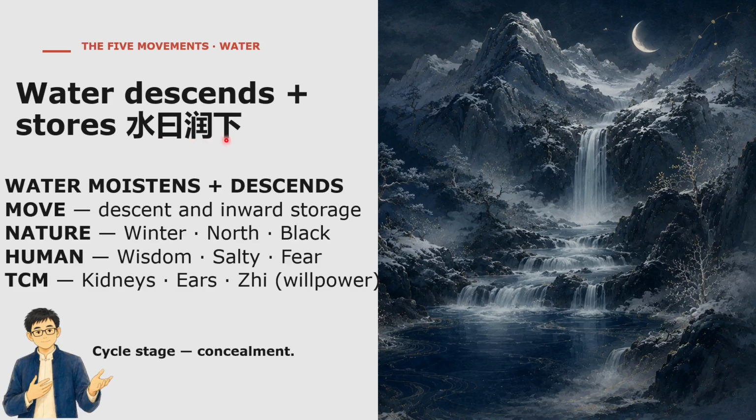Water naturally flows downward, like rain, a waterfall, or a river traveling toward the sea. So it represents downward movement. Water in the natural cycle is storage and concealment, so it corresponds to winter, the north, the color black, and the virtue of wisdom. During winter, life withdraws from the surface and preserves its energy for the next cycle of growth. In traditional Chinese medicine, water corresponds to the kidneys and bladder and relates to the ears.